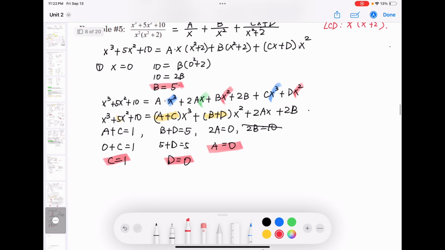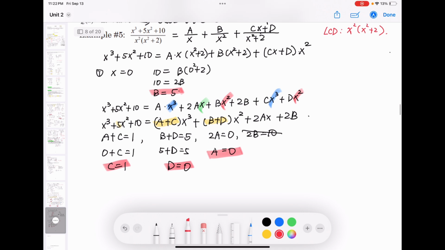Okay, plug them into the equation we're having. I will not copy the question. a over x, a is 0, so 0 over x, plus b, 5 divided by x squared, plus cx plus d. c is 1, so 1x plus 0, so it is x divided by x squared plus 2. We can eliminate the first term. So it is 5 over x squared plus x divided by x squared plus 2.